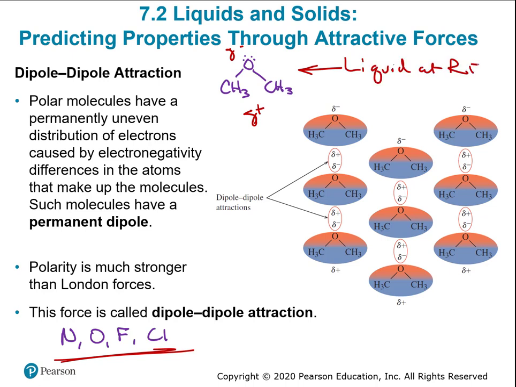And that is because these molecules want to hang out. These molecules are attracted to each other, so they want to stay together. So this is why it's a liquid at room temperature. It's the ones to remember though: nitrogen, oxygen, fluorine, and chlorine. If you only see one of those, then odds are it's a polar molecule.